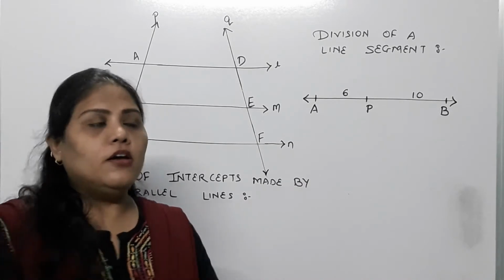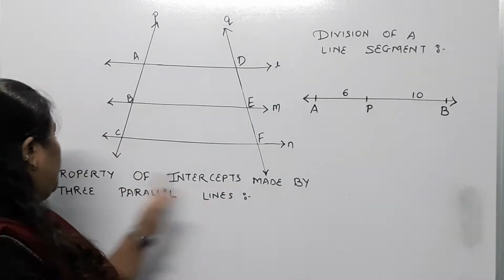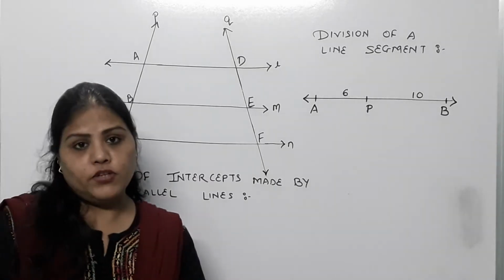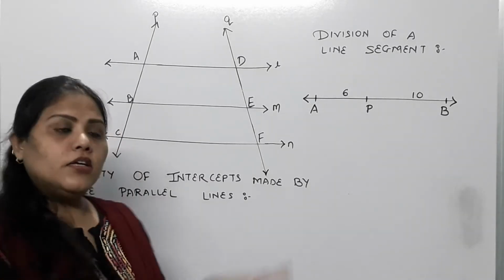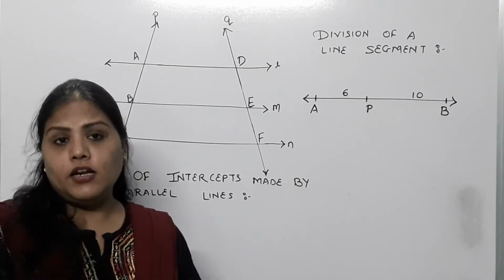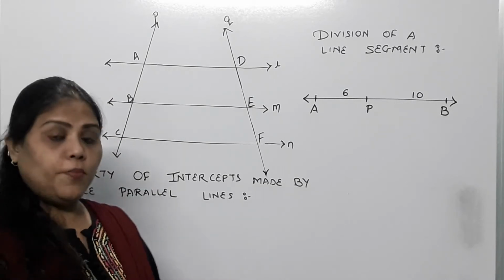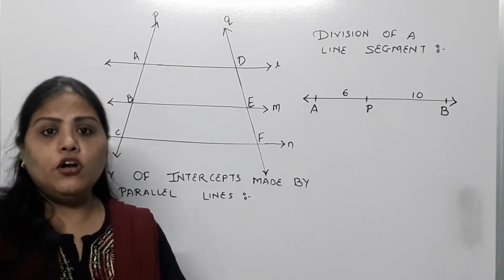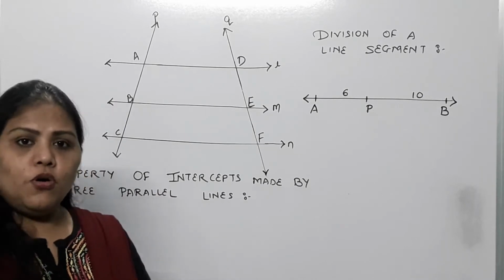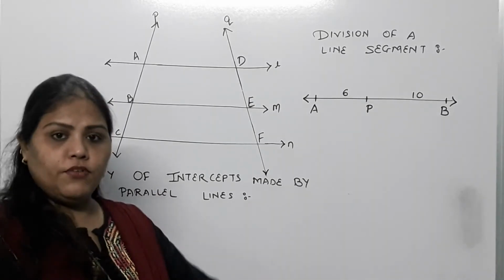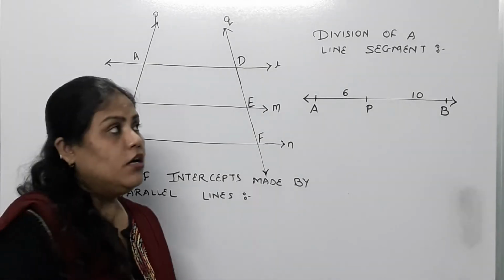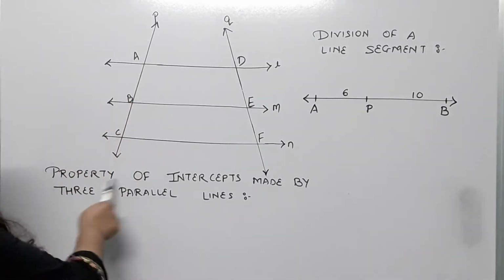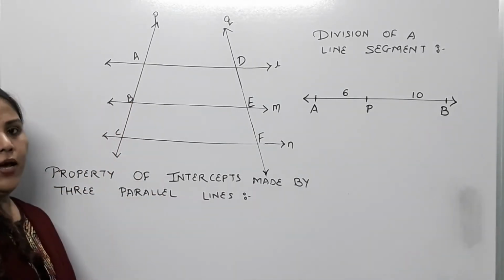In that, the property of intercepts made by three parallel lines is given to you, right? This particular property you have even learned in your previous standards. Based on this you will be having your section formula. So have a look at this first, then we will move to the section formula. So now what is given here? Property of intercepts made by three parallel lines.